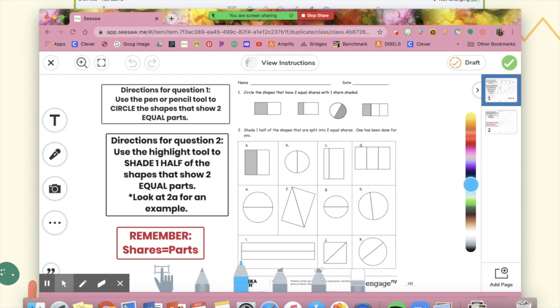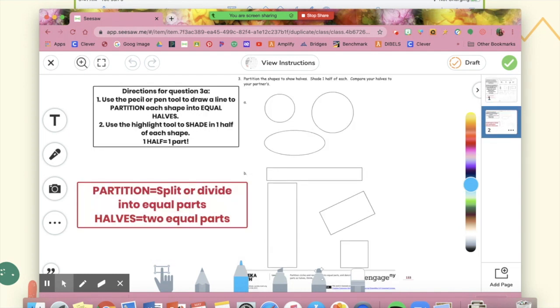Question 2. Shade one half of the shapes that are split into 2 equal shares or equal parts. One has been done for you. Same exact thing. You want to make sure that it's 2 parts, the parts are equal, and then shade in one of them. Okay, one half. Question 3, same exact thing. You need to partition the shapes to show halves or 2 equal parts. After you partition the shapes using the pencil or pen tool, you can use the highlighter to fill it in.